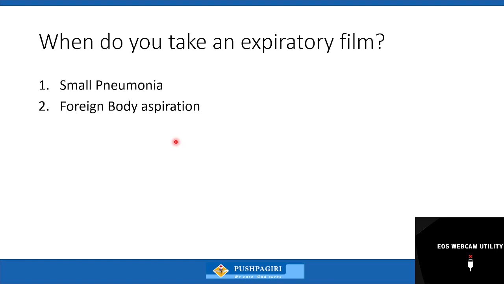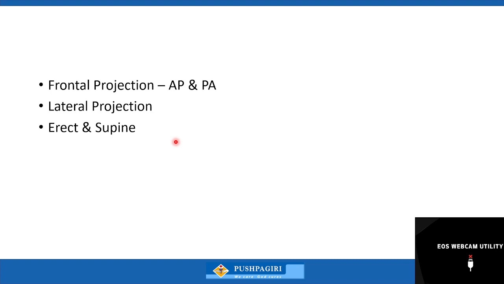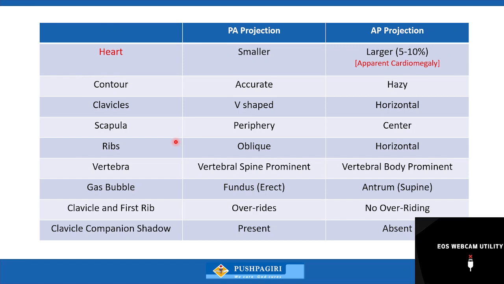Now coming to the projection. Typically for cardiac evaluation we want a PA projection. AP projection is taken to look for bony abnormalities, fractures and all. Projection can be frontal, which can be AP or PA, lateral, and erect or supine. Portable X-rays we take in an AP projection. The major difference between PA and AP projection is that the heart will be of normal size in a PA projection, whereas there will be a 5 to 10% increase in cardiac size in an AP projection. So cardiac size cannot be determined in an AP projection.